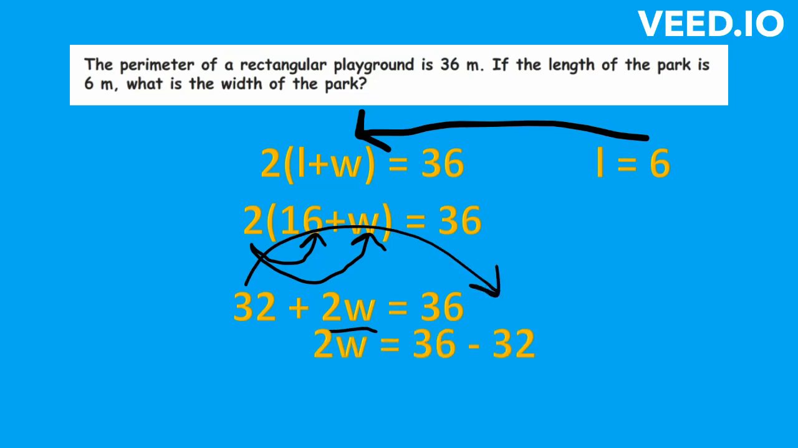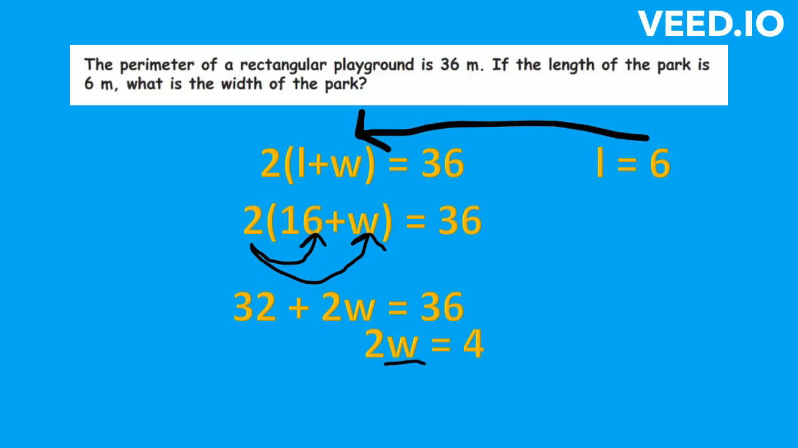36 minus 32, because 32 when it comes to the other side becomes minus 32. So 2W is 4, but we want W. So let's take 2 to the other side. 2 when it comes to this side, it becomes divided by. So W is 2. So the width of the park is 2 meters.